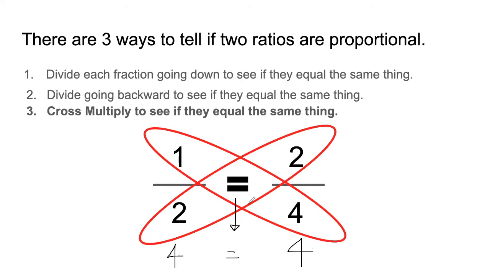Let's say we do this butterfly method and we don't get the same number on both sides. What that means is it's not proportional. This doesn't work. They're not two equal fractions. Let me show you an example of this. Yep, 4 on each side.